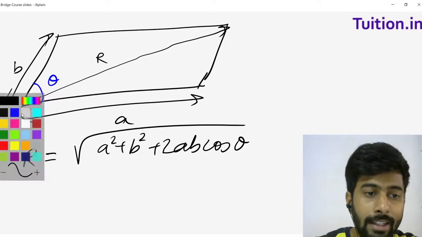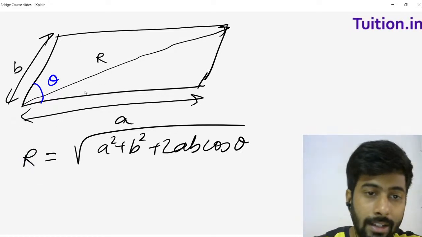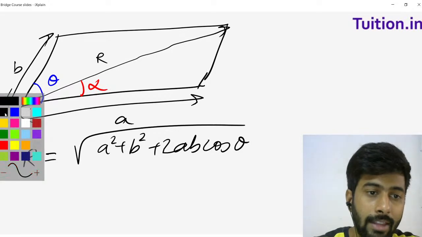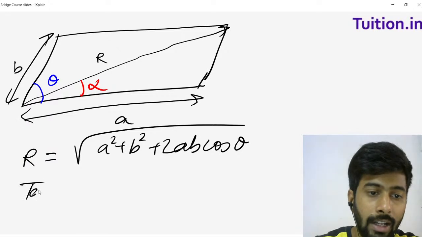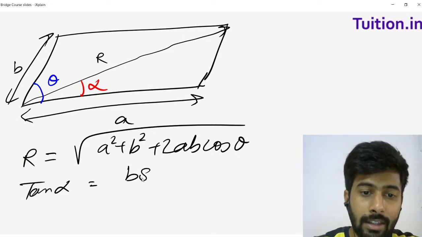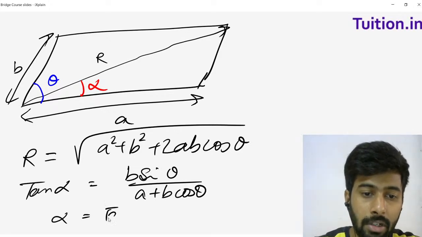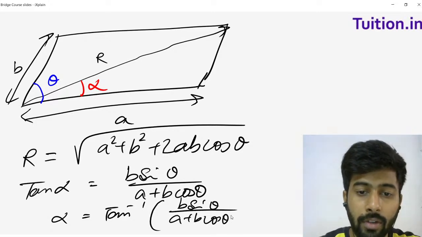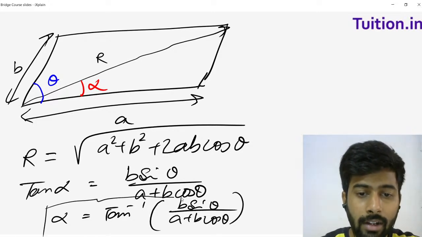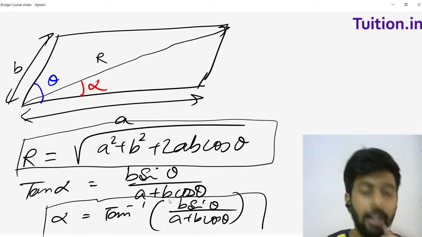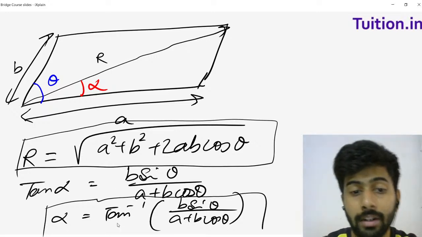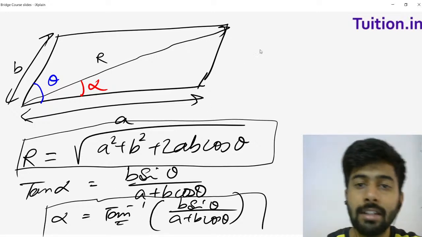And then if I want to find the angle that this R is making with A, then tan of that angle is B sine theta by A plus B cos theta, or that angle is nothing but tan inverse of B sine theta by A plus B cos theta. Don't worry about this inverse right now. We will look at it later. In fact, when you study inverse trigonometric functions, then you will have full clarity about what inverse is. But for now, I just want you to visualize inverse as something like this.